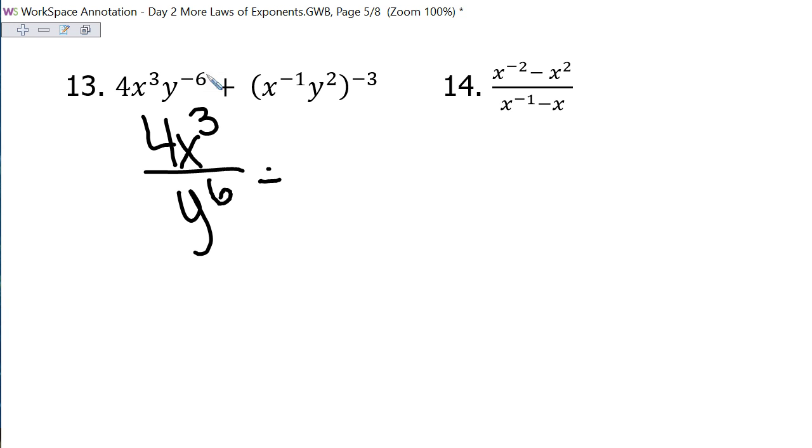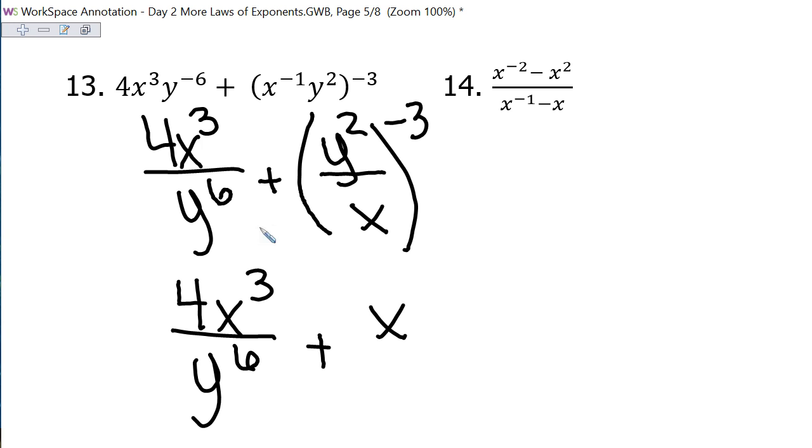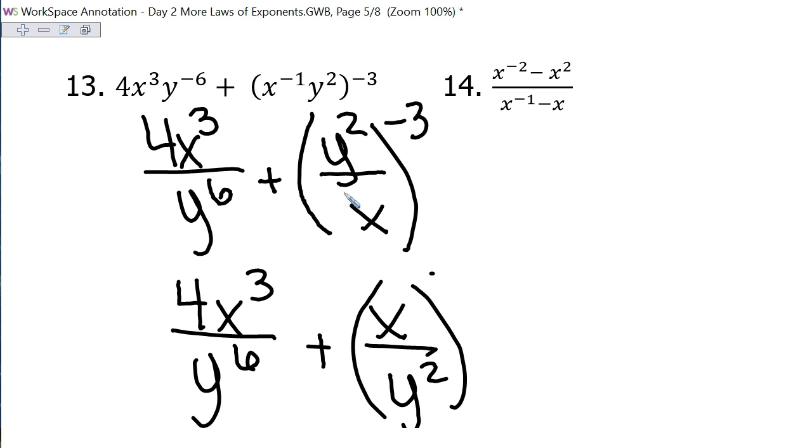And inside the parentheses, what stays at the top? Y squared. What goes to the bottom? X. And this fraction is to a negative exponent. So if you have a fraction to a negative power, what do you do? Flip it. So we'll leave this first one alone, 4x cubed over y to the 6. Flipping the fraction, the x goes to the top, y squared goes to the bottom. And after you flip it, the negative 3 changes to positive 3.